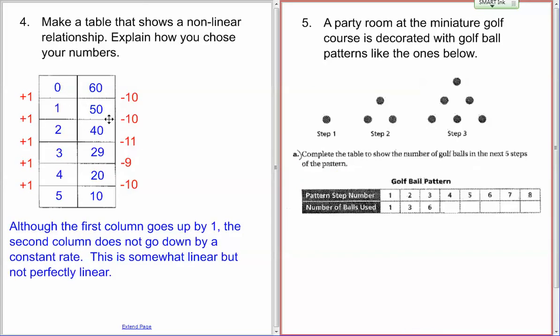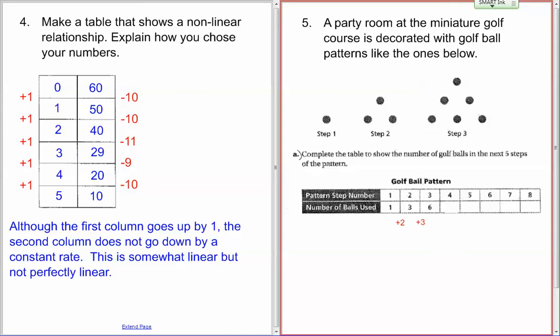Alright, we've got a party room at the miniature golf course. It's decorated with golf ball patterns like the ones below. Complete the table. Some people would probably notice, just by looking at the table, that we see an increase of 2 and then an increase of 3. So they would think probably that it's going to be an increase of 4 and then 5 and then 6 and then 7 and then 8.